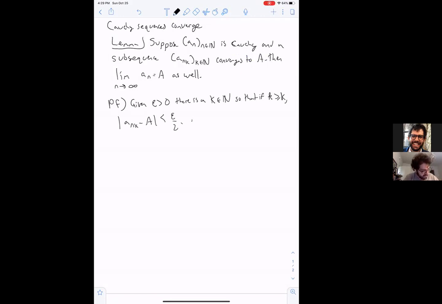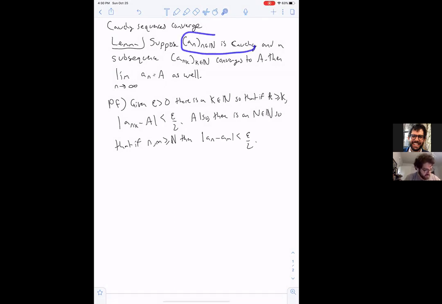Okay, and also there is an N, so that if little n is bigger or equal to big N, we have that, well, let's just say something slightly stronger, that if n and m are both bigger than or equal to big N, then the absolute value of a sub n minus a sub m is less than epsilon over 2. So this is using that the sequence is Cauchy.